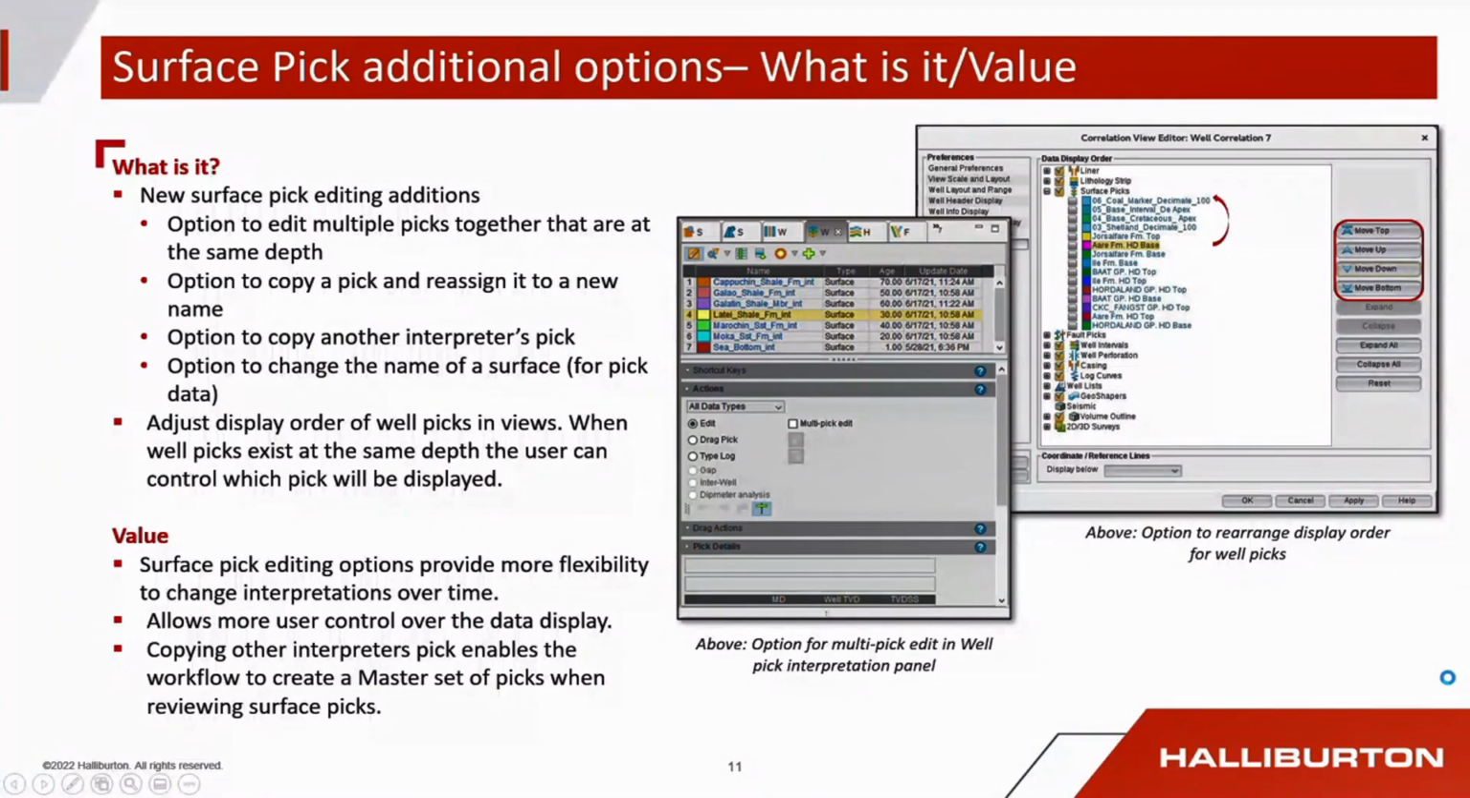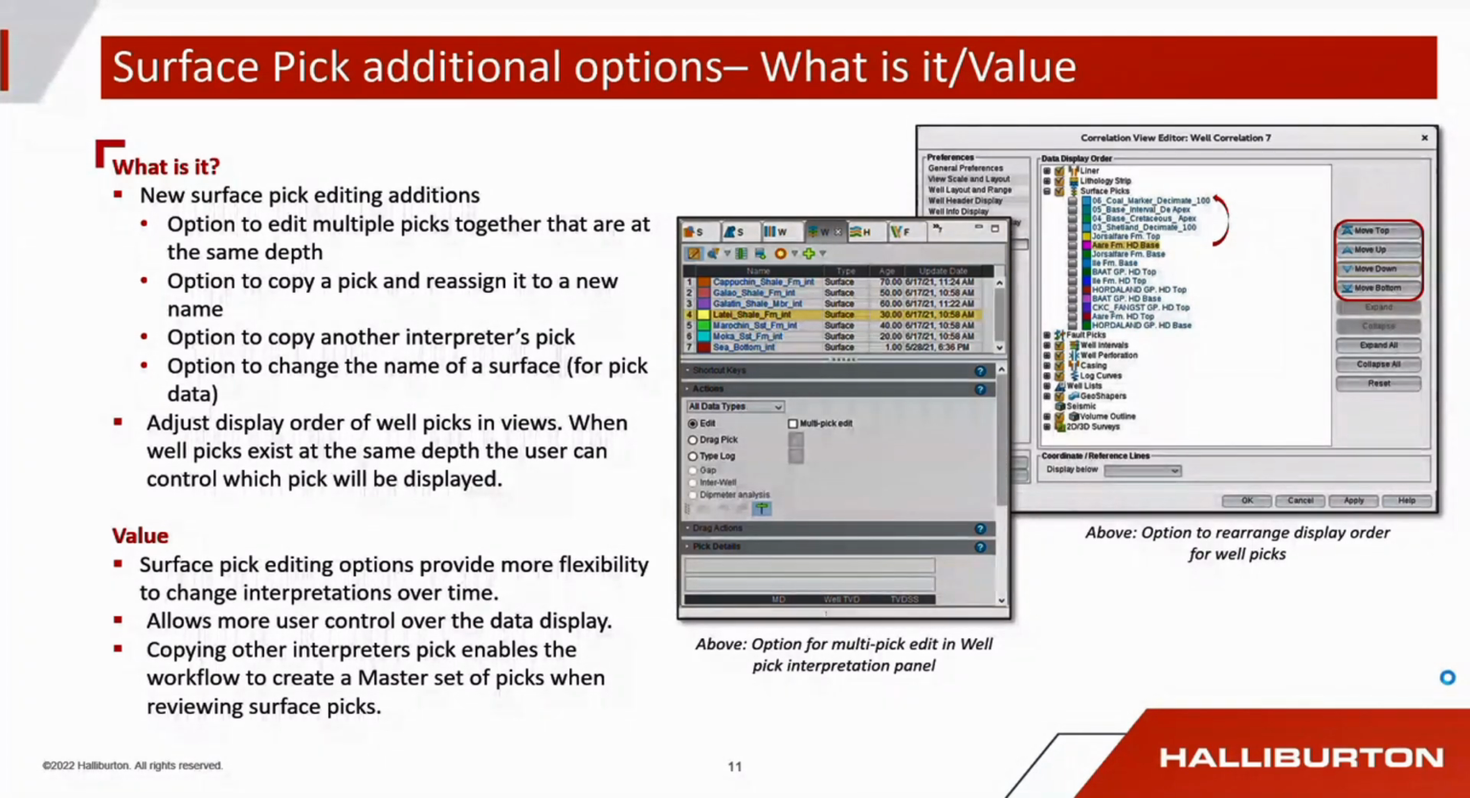More surface pick interpretation options have also been added to support the simplified well picking strategy. So this includes the option to edit multiple picks together when they're at the same depth, options to copy picks and reassign a new name, and the ability to change the name of a surface. So this will cause all the picks to change their name.